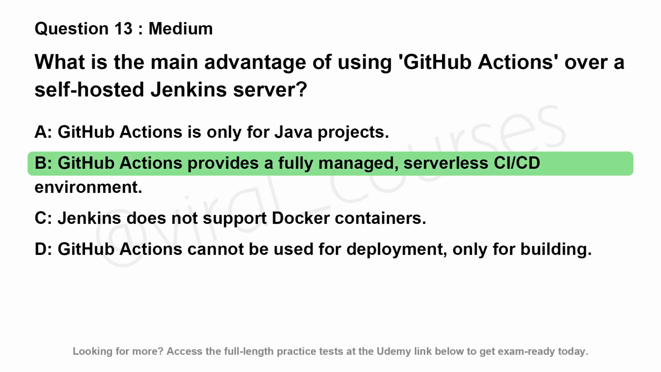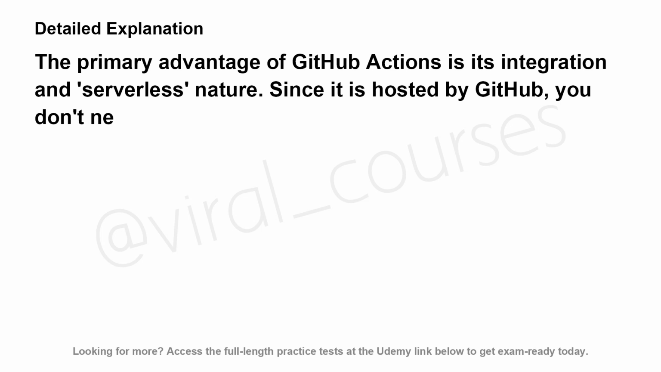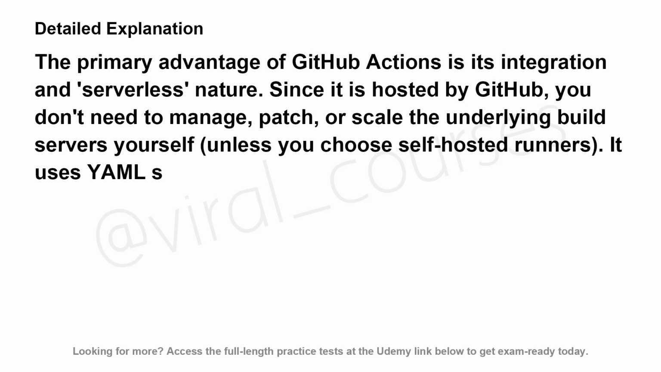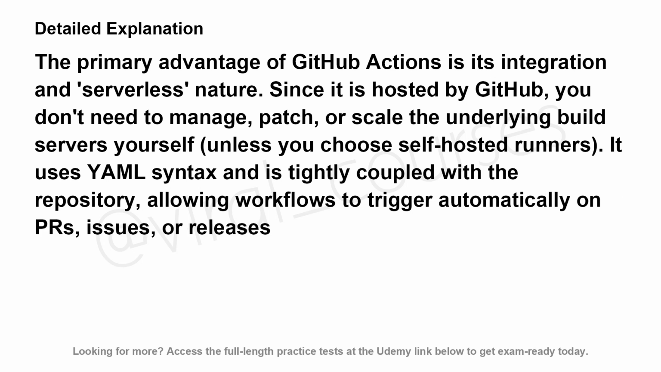The correct answer is B. The primary advantage of GitHub Actions is its integration and serverless nature. Since it is hosted by GitHub, you don't need to manage, patch, or scale the underlying build servers yourself, unless you choose self-hosted runners. It uses YAML syntax and is tightly coupled with the repository, allowing workflows to trigger automatically on PRs, issues, or releases without external webhooks.